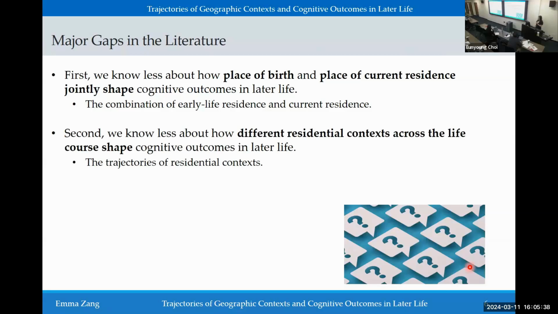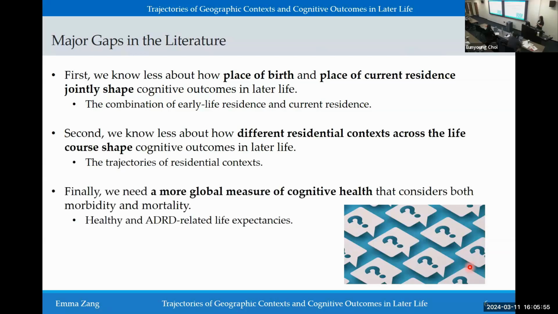And second, we know less about how differential residential contexts across the life course shape cognitive outcomes in later life. More broadly, not only the birthplace and the current place, but what about the trajectories of residential contexts? How would that matter for people's later life cognitive outcomes? And finally, we also need a more global measure of cognitive health that considers both morbidity and mortality. Previous studies mostly focused on either the prevalence of dementia or ADRD-related mortality. Measures like life expectancies related to ADRD or healthy life expectancies can nicely combine the two aspects together.